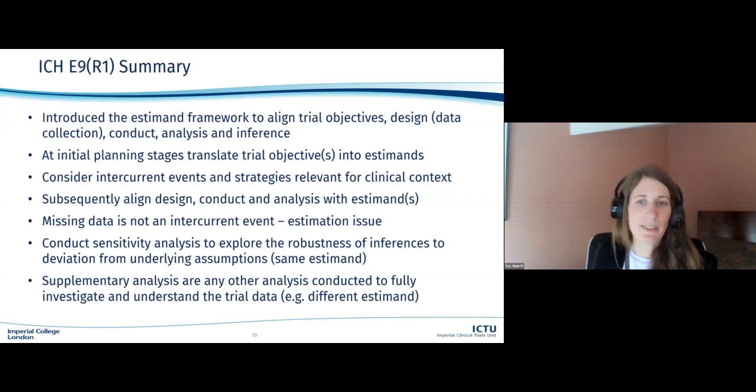Now, importantly, missing data is not an intercurrent event, but it's rather an estimation issue. And sensitivity analysis should be conducted to explore the robustness of inferences from the main estimator to deviations from its underlying assumptions. And supplementary analysis are any other analyses that are conducted to fully investigate and understand the trial data, exploring alternative questions, thus that can include different estimands.